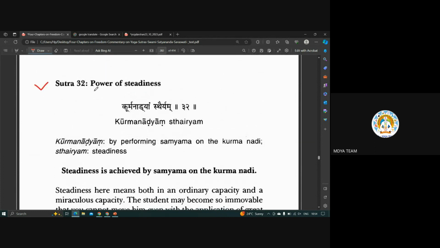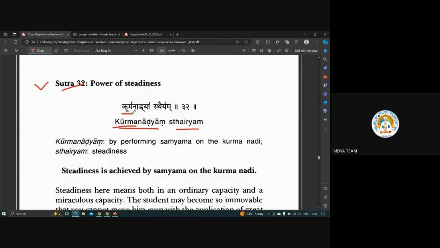Next, sutra number 32. How can a yogi get the power of steadiness? It means how he can control his mind, body, and soul. He is telling Kurma-nadyam sthairyam. Kurma is also one kind of nadi, like Ida, Pingala, Sushumna. What is Kurma? Please confirm what is Kurma.